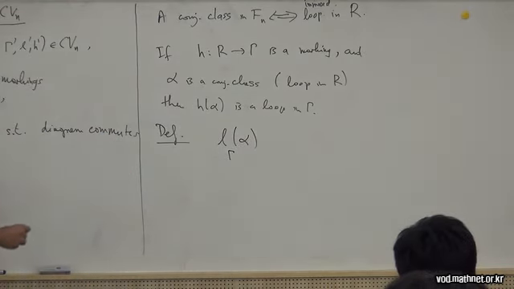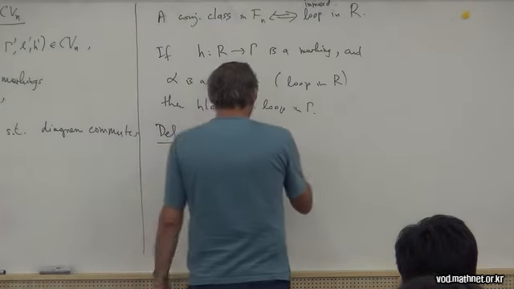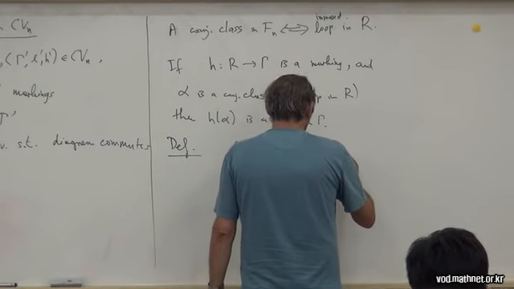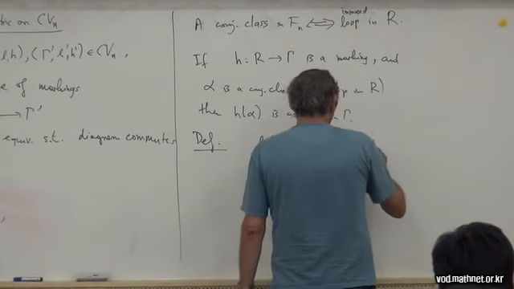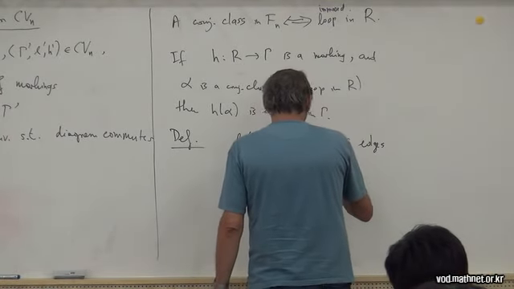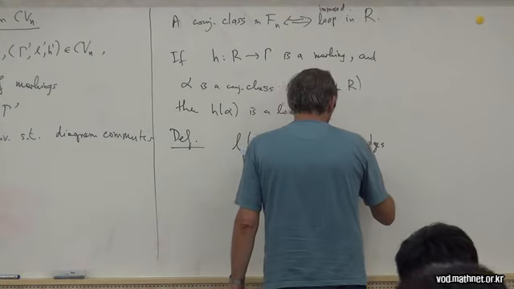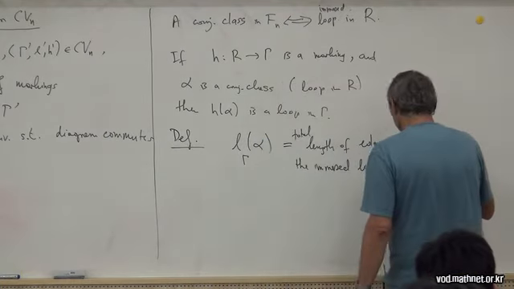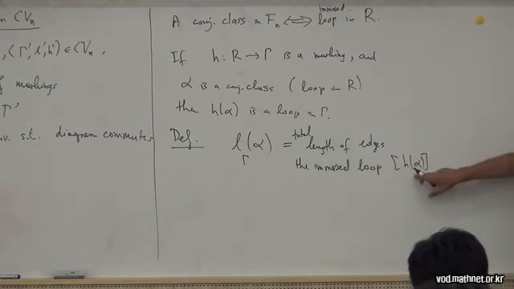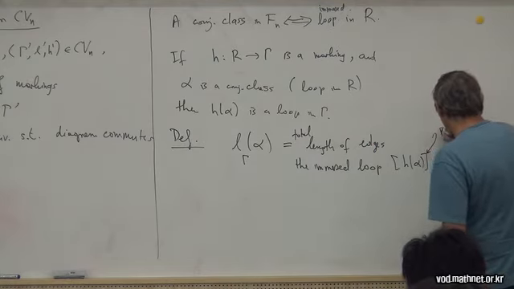So I'm already dropping the triple here. Gamma is really a point in outer space. Okay, so this is the total length of edges, the immersed loop. Well, maybe I'll put brackets around H of alpha. So H of alpha by itself may not be immersed, but you can make it immersed, right? You can pull it tight, and that's maybe what the brackets mean. So pull tight.